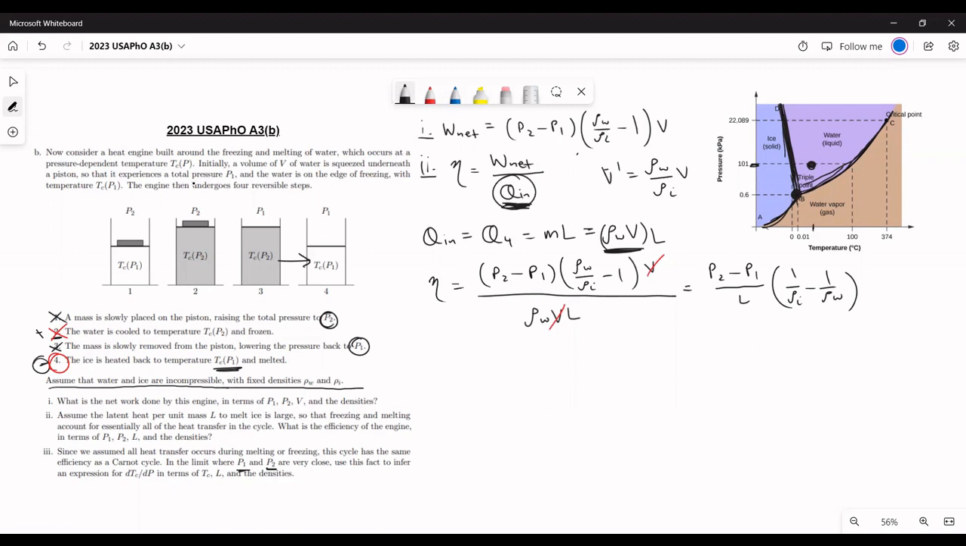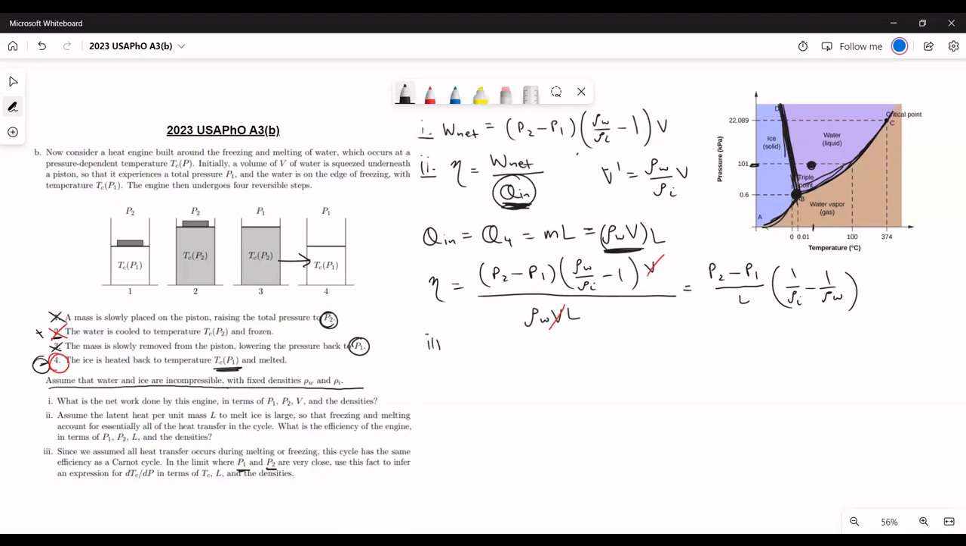So now in part 3, we're making a further assumption that since all heat transfer occurs during melting or freezing, this cycle has the same efficiency as a Carnot cycle in the limit where P1 and P2 are very close. Use this to find an expression for dTc over dP in terms of Tc, L, and the densities. So we're basically assuming that the two pressures involved are actually very close. In turn, that means that we're working between two very similar values of Tc at P1 and Tc at P2. And it also says that in this specific limit, the heat engine we're concerned with is going to be reversible and reduce to just a Carnot efficiency.